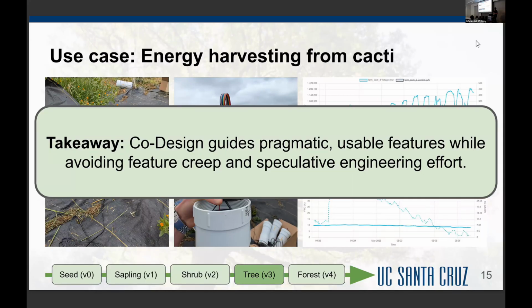Working with this group emphasized the takeaway that co-design really guides pragmatic, usable features while avoiding feature creep and speculative engineering effort. These collaborations really drove the development of ENTS over time into the successful platform it is today.